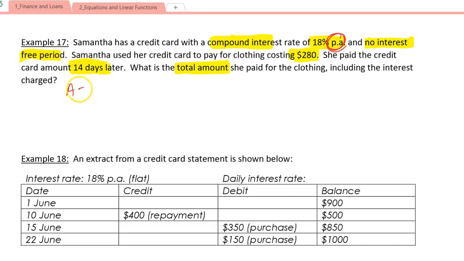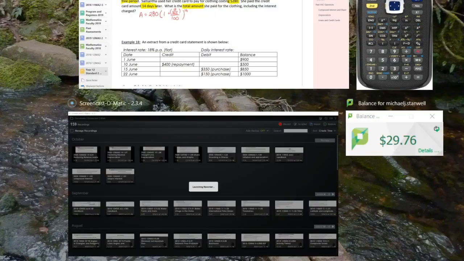So we'll jump in. The amount that I'm going to repay is my principal or present value of $280 outside of 1 plus my rate, which is 18 over 365, and that's all over 100. Okay, we've got that, and then to the power of 14. So that's my compound interest formula. I pull out the calculator and I'm going to type that in.